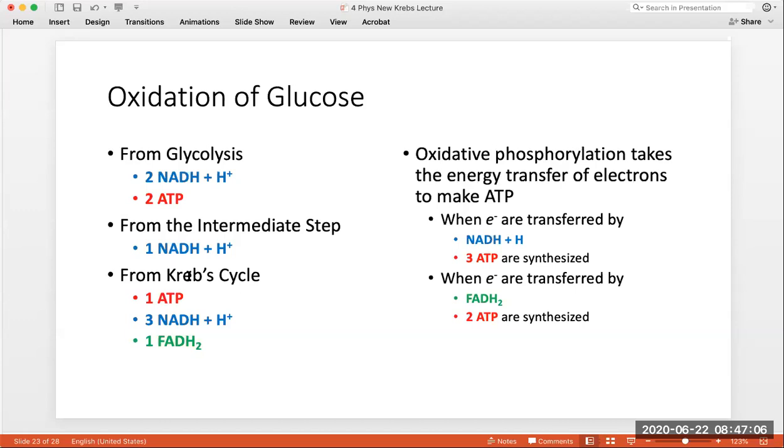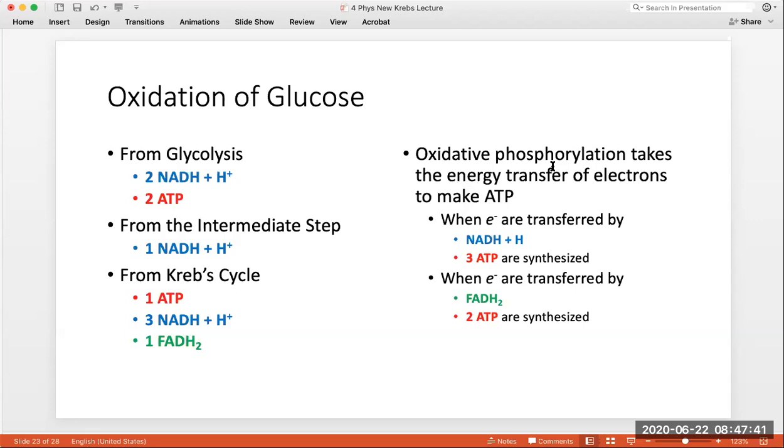For every acetate that enters the Krebs cycle, you make 1 ATP. You reduce 3 NADH plus H plus and 1 FADH2. So you've already made a little bit of ATP from substrate level phosphorylation. And remember, these numbers here are multiplied times 2 because you have 2 pyruvate. But these electrons that are coming into the electron transport system are going to be transferred to the electron transport system ultimately to make ATP. So oxidative phosphorylation takes the energy transfer of the electrons to make ATP.